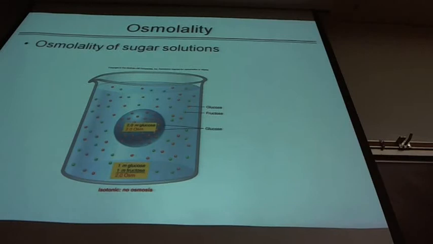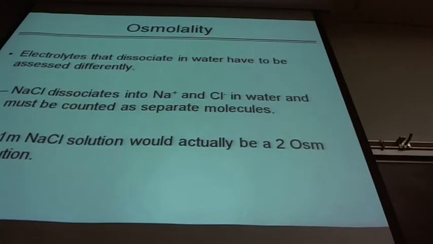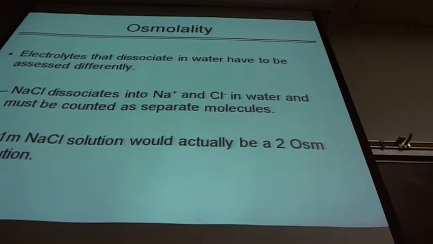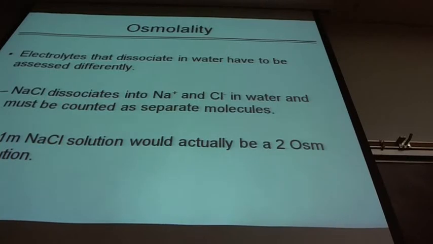Okay, here it's saying the same thing. In this one, you've got 1 mole of glucose and 1 mole of fructose. So you've got glucose and fructose, so this is a 2 molar solution. And it exerts 2 osmoles because it doesn't ionize. Electrolytes that dissociate in water have to be assessed differently. Sodium chloride dissociates into sodium and chloride, and it has to be counted as separate molecules. That's what we just went over. A 1 molar sodium chloride solution is actually 2 osmoles because it breaks down into sodium and chloride.